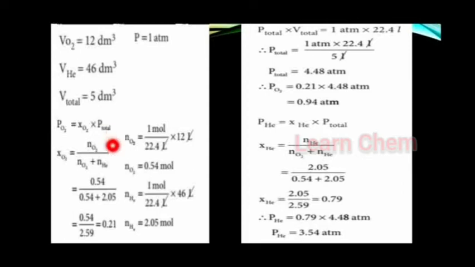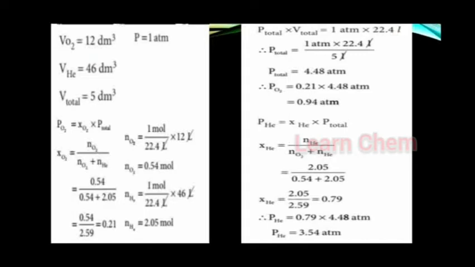What about the total pressure? How can we calculate the total pressure? We know P total into V total is equal to 1 atmospheric pressure into 22.4 liter. That means the pressure of the gas P is 1 atmosphere and the volume is 22.4 liter. This is like how we solved P1 V1 and P2 V2. So the total pressure in the total volume is 1 atmosphere and 22.4 liter.